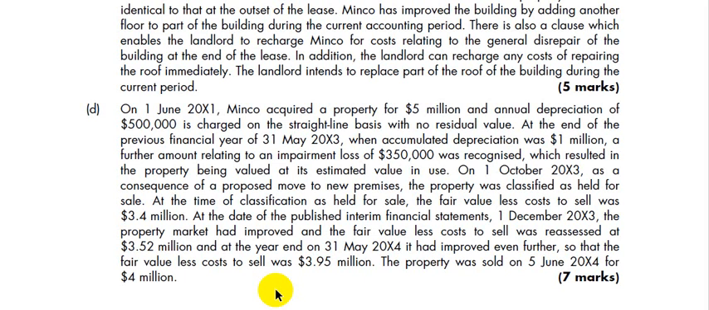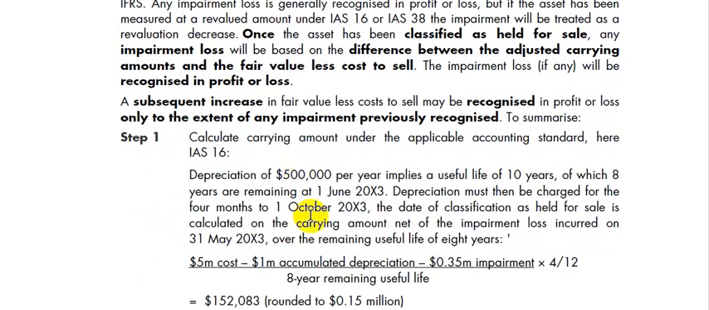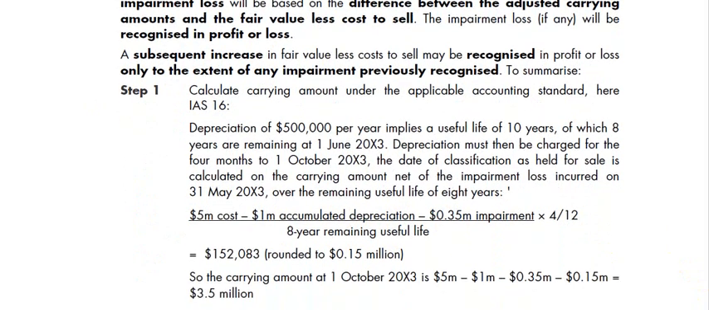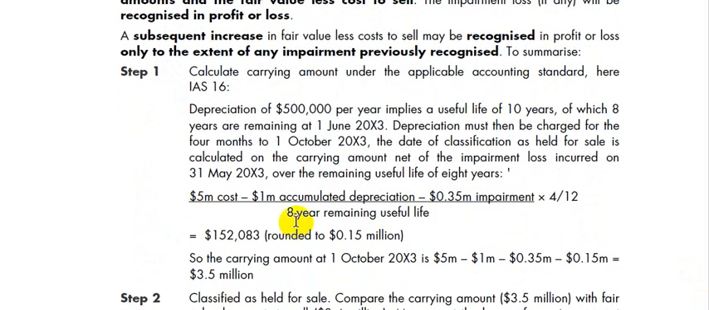We said, upon reclassification, what do you need to do? You need the carrying amount on that date to compare the carrying amount with the fair value less cost to sell. So that's what we are doing here. We're computing the carrying amount at the date of reclassification, so that amount we compare it with the fair value. So the carrying amount is 3.5.